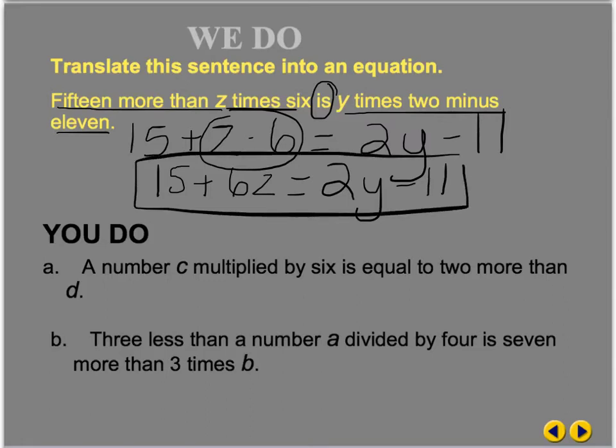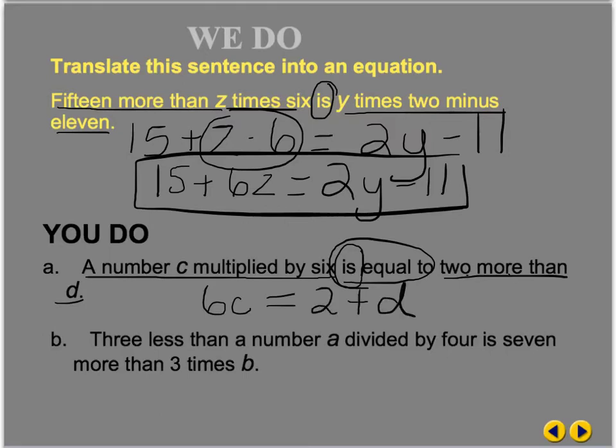Alright, for the next part where it says you do, please pause it and try them on your own, and then check your work. Okay, let's see how you did. So I'm breaking it apart. A number c multiplied by 6 is equal to 2 more than d. So the first part, a number c multiplied by 6, is 6 times c, is equal to 2 more than d, so 2 plus d.